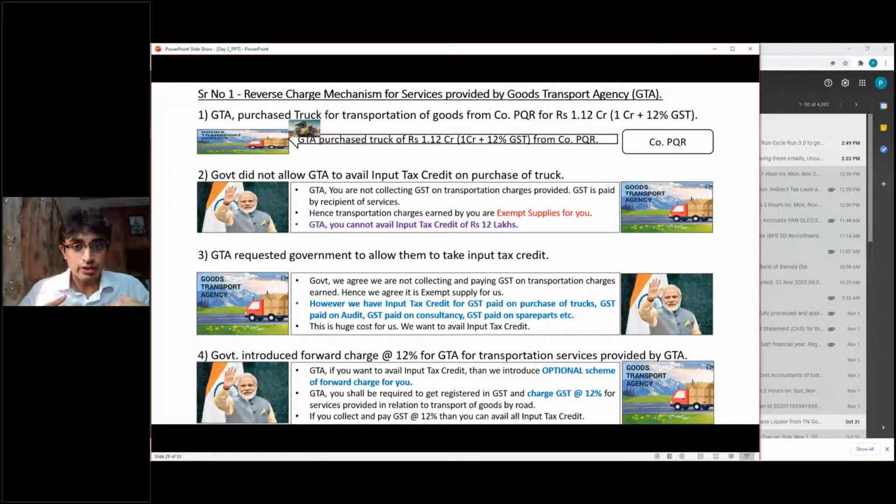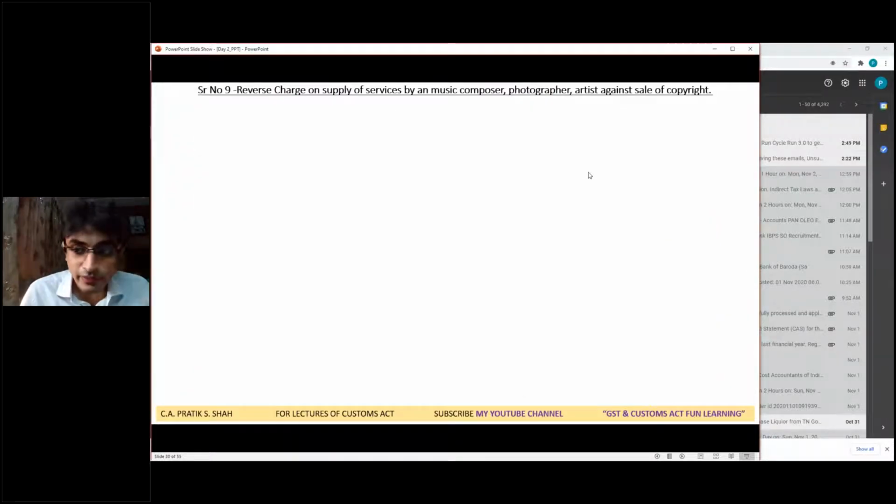Option 1: whatever service GTA gives to you, you will pay GST. What is the rate? 5% under reverse charge. Option 2: GTA will collect GST and pay. What is the rate? 12% forward charge. These are the two options available for GTA. Okay, now comes the next point. GTA point is over.